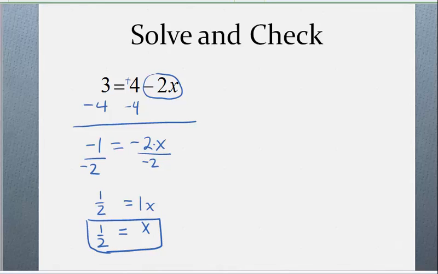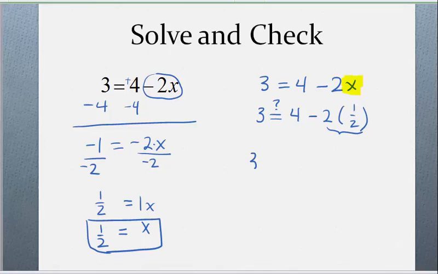Now, same thing, if I want to check, I go back to my original equation, and I take my solution and I put it in where the x is. So is 3 really equal to 4 minus 2 times 1/2? Well, to check your solution, you need to be careful about your order of operations. Your order of operations says you need to do your multiplication first. So 2 times 1/2 is 1. Is 3 equal to 4 minus 1? I think so. 3 equals 3.